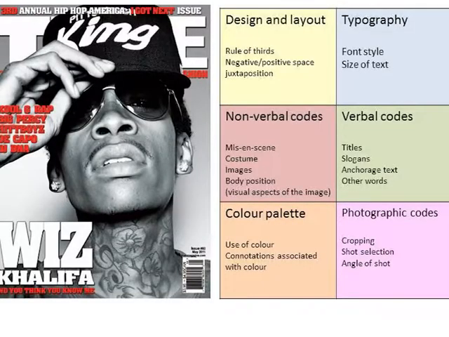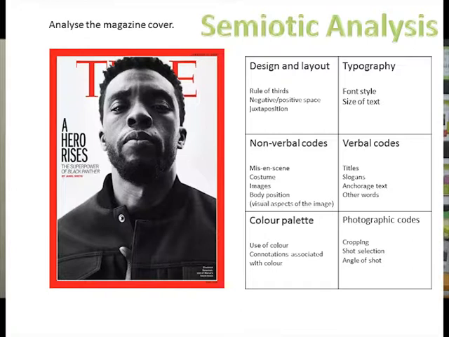What we're going to do then is we're going to look at those 6 key areas, and we're going to apply them to 2 magazine covers. The first magazine cover is one that the AQA Media Studies have given us in a practice exam, so it's a good one to pick apart. And then the other one is just a similar one that I found just to reinforce some of that practice. So to start off with then, we're going to look at Wiz Khalifa on the front cover of True magazine.